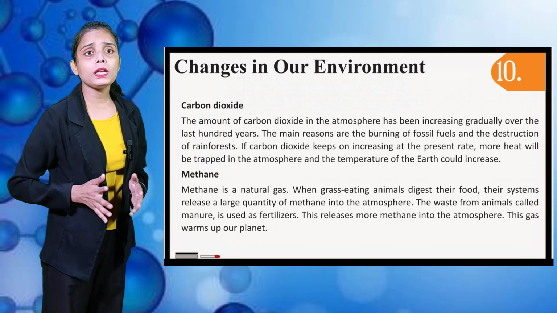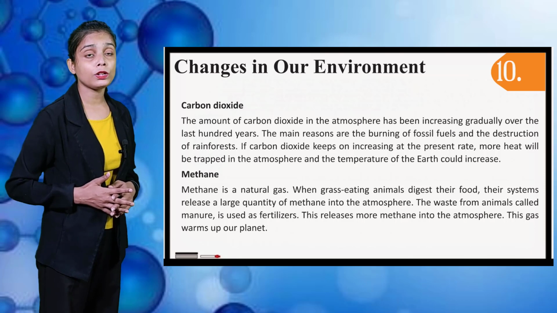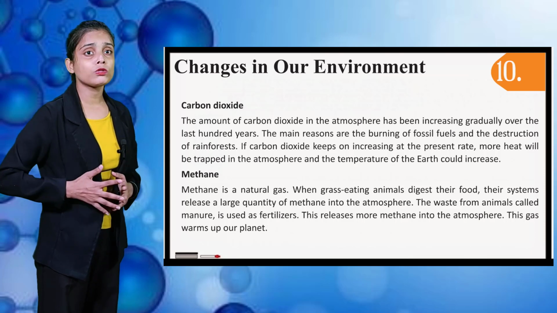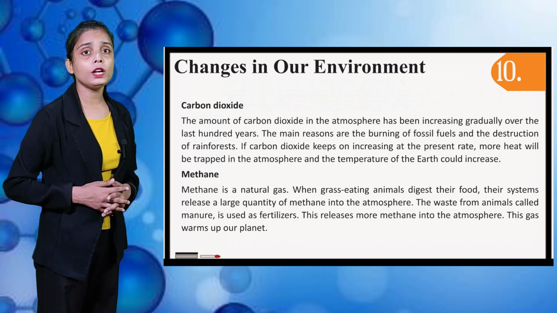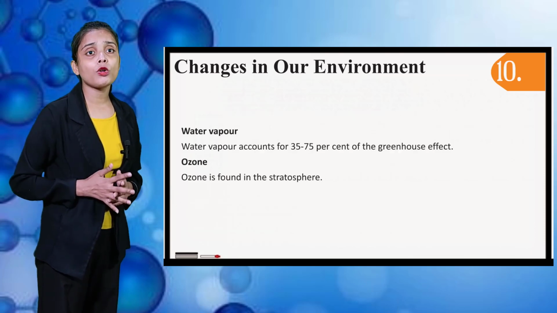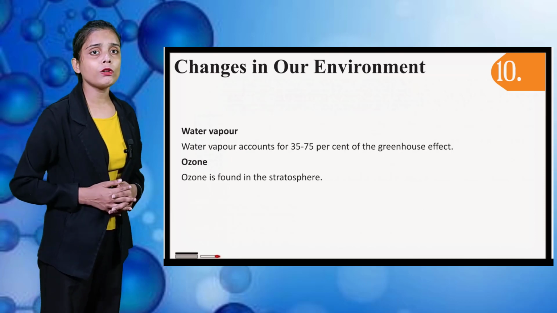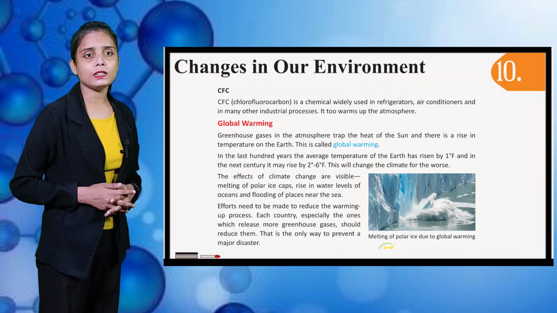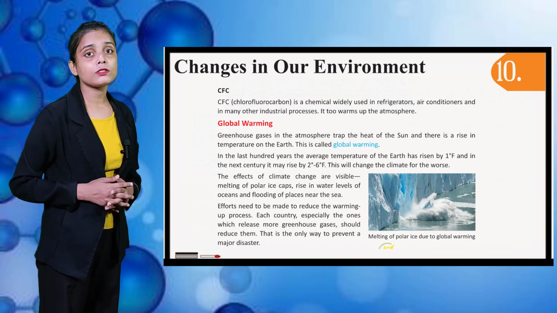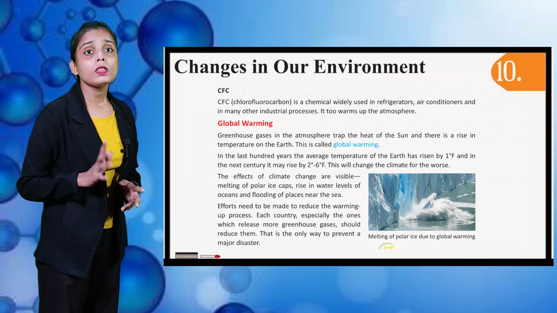Next is methane. Methane is a natural gas. When grass-eating animals digest their food, their systems release a large quantity of methane into the atmosphere. The waste from animals called manure is used as fertilizer. This releases more methane into the atmosphere. This gas warms up our planet. Now next is water vapor. Water vapor accounts for 35 to 75% of the greenhouse effect. Next is ozone. Ozone is found in the atmosphere. Next is CFC, that is chlorofluorocarbon, a chemical widely used in refrigerators, air conditioners, and mainly other industrial processes. It warms up the atmosphere.